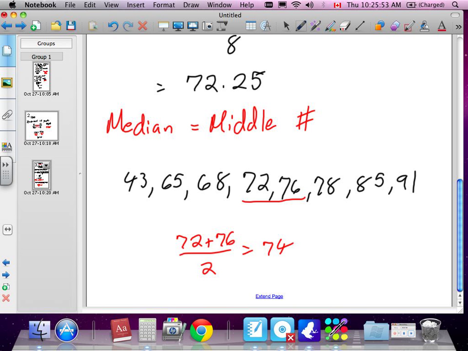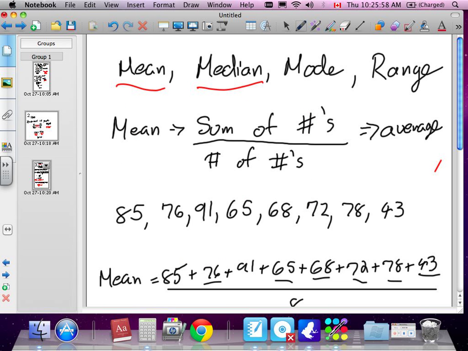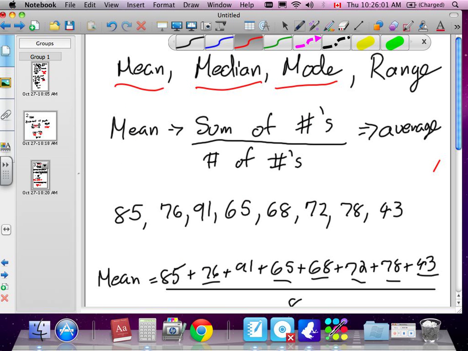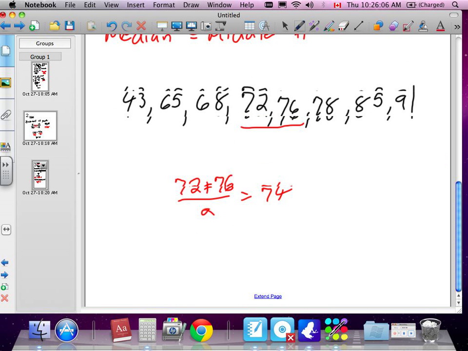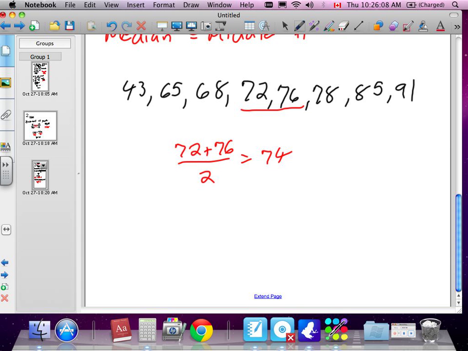And finally, what does mode mean? The number that occurs the most. So from looking at these, do we have a definite mode? No, every number occurs once in this. Okay? So each number occurs once, so there is no mode. Mode is the number that occurs most. Since every number occurs once, there is no mode here.